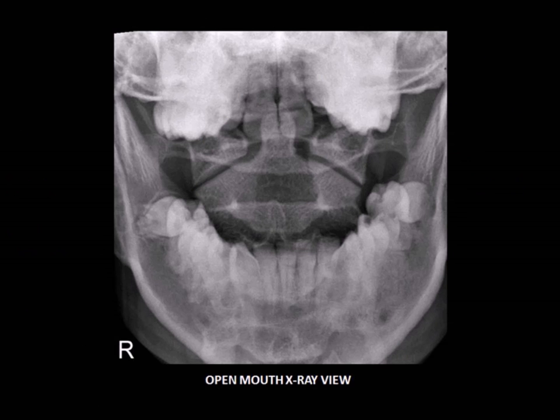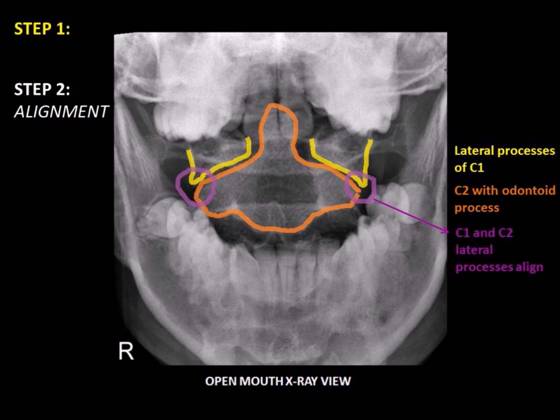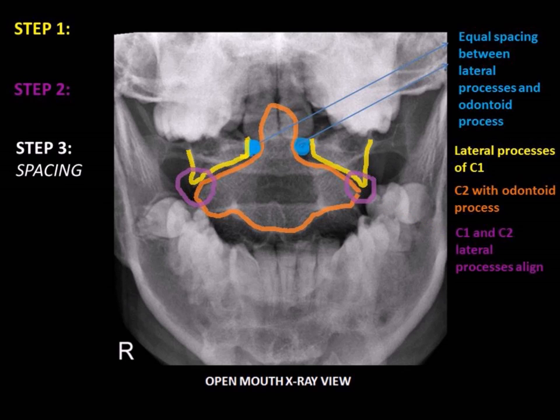Here we are looking at the open mouth view of the C-spine. So first we look at our coverage. Ensure that the odontoid peg and lateral processes of C1 and C2 are present. Alignment: ensure that the lateral processes of C1 and C2 are aligned. Spacing: ensure that the distance between the peg and the lateral masses of C1 are equal on both sides. If spaces are not equal, it implies there was rotation of the patient's head when the image was obtained. And in this case, the alignment of the lateral processes can still be assessed.